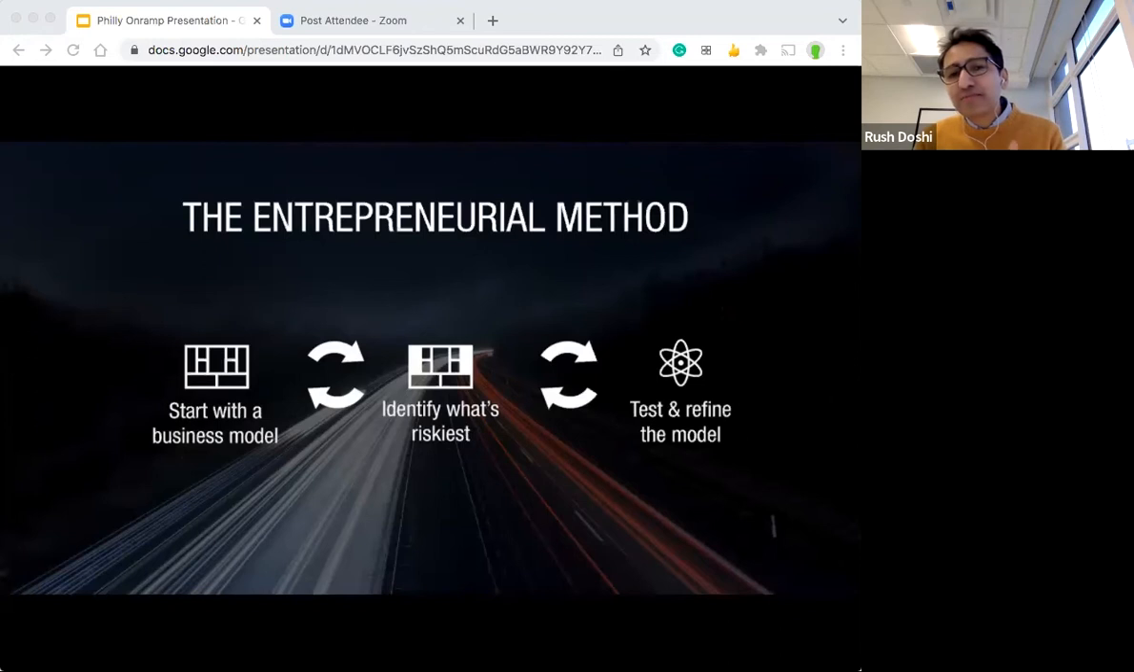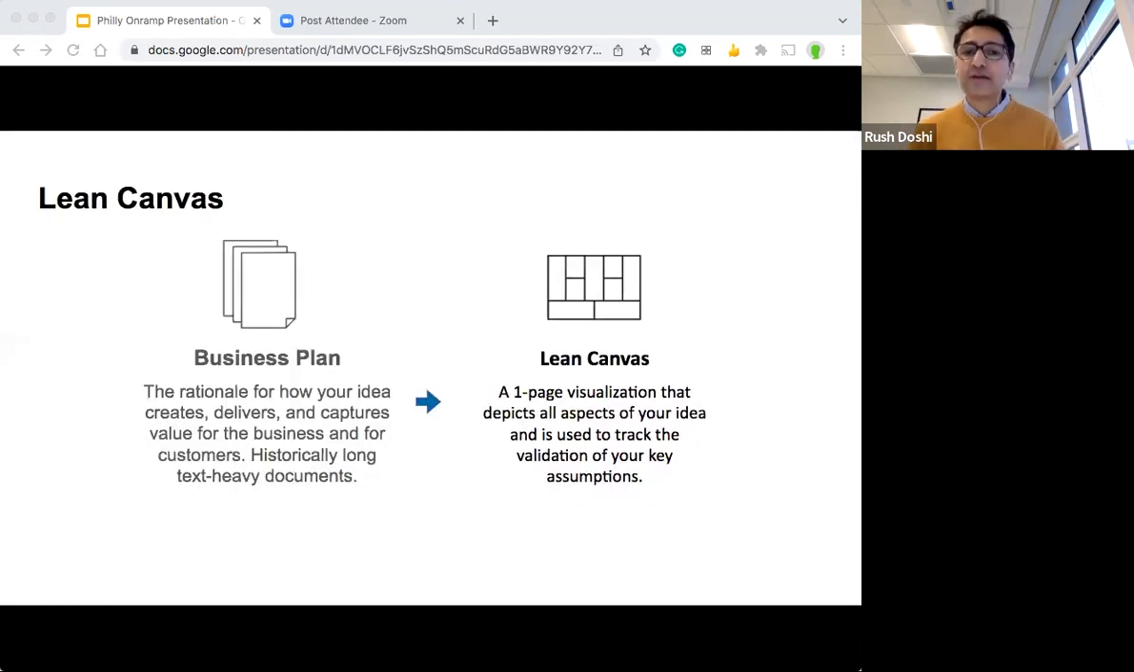So the lean startup, which is the lean canvas, actually is a great tool, which I'll get into. The way that it works is you start with the lean canvas. It helps identify what your riskiest assumptions are, and that helps guide what you're going to do and what you're going to test, right?